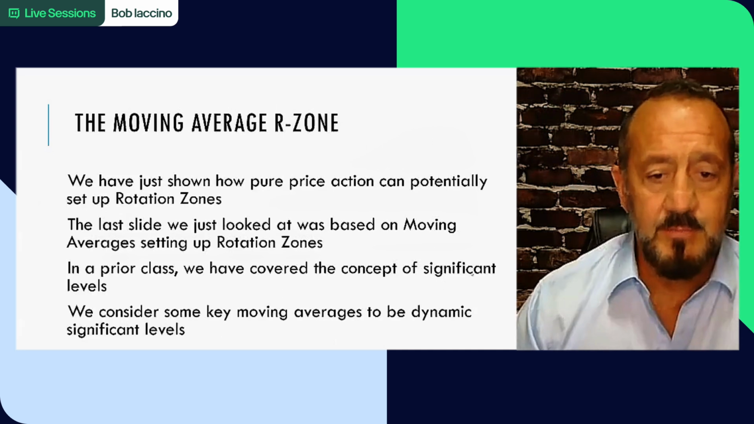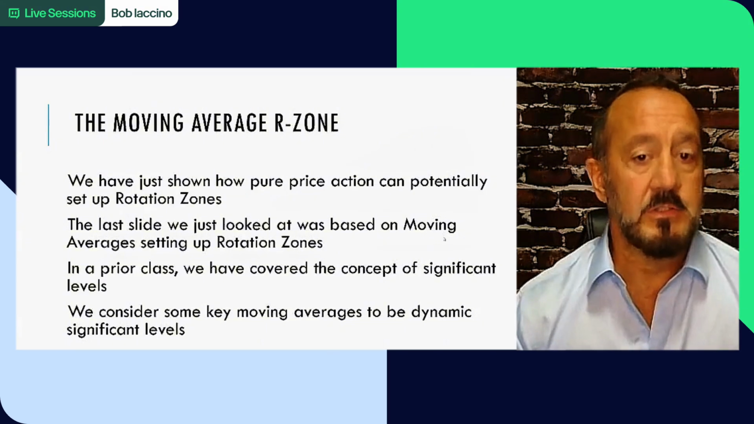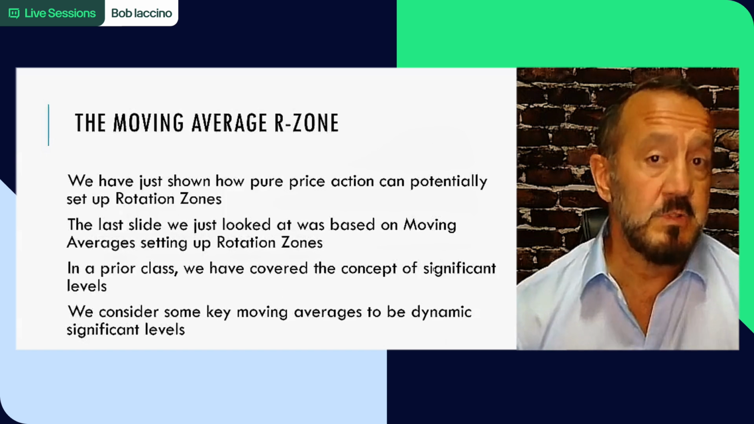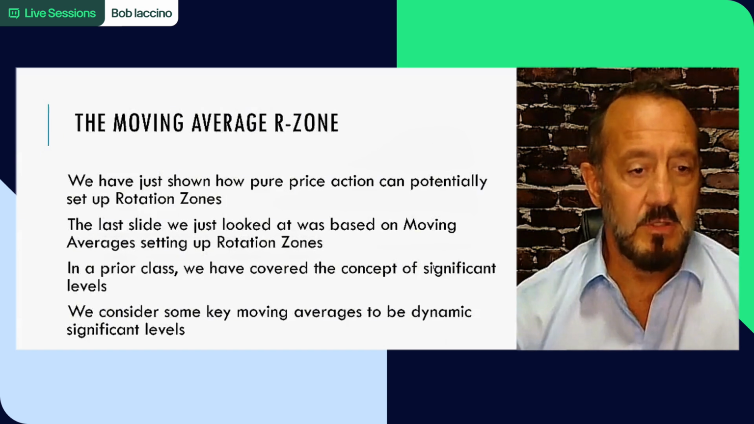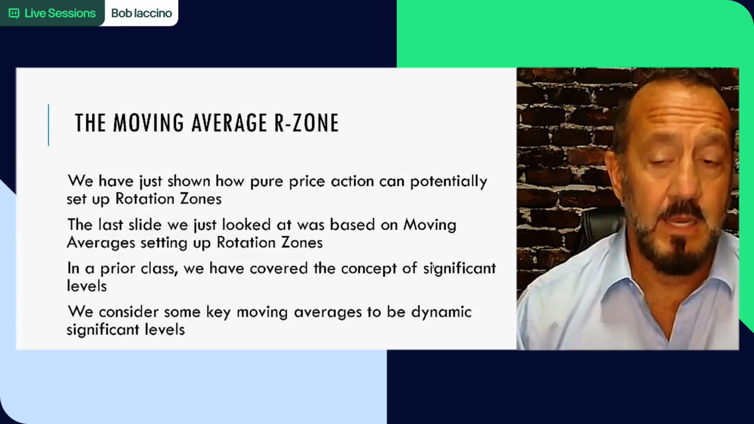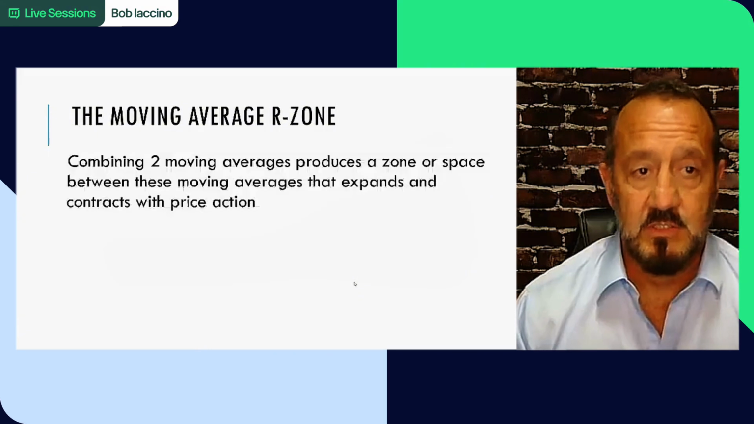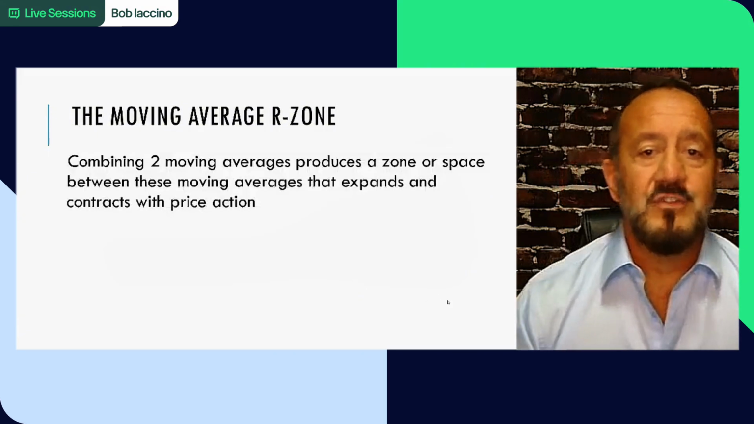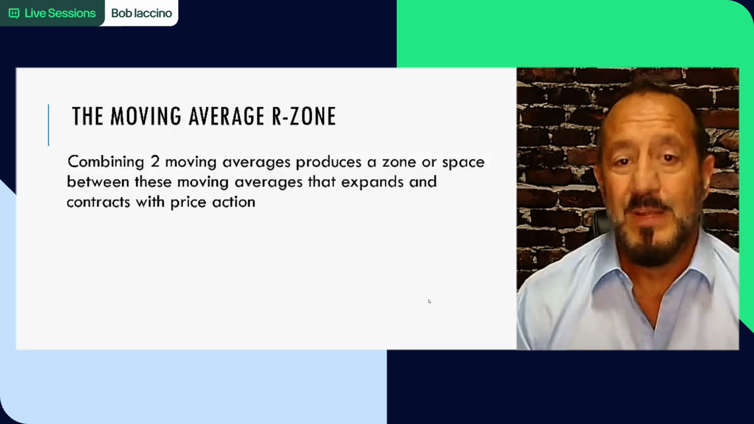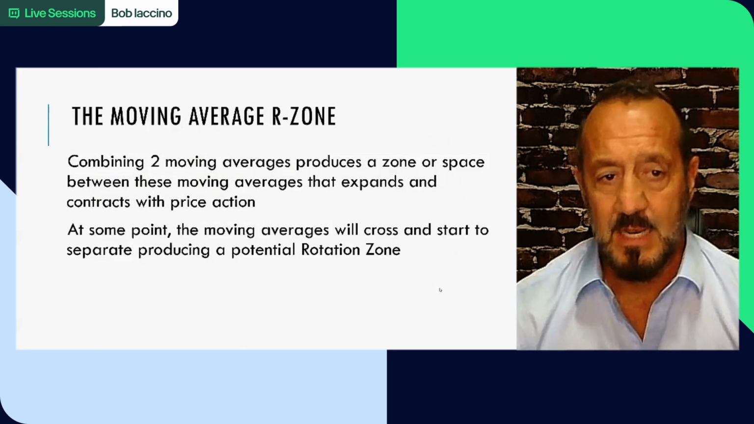We consider some key moving averages to be dynamic significant levels. Significant levels as a term, the way Mike Arnold and I use it, is a price level. It's what we call static, okay? Moving averages are dynamic significant levels. So we combine two moving averages to produce a zone or a space between these moving averages that expands and contracts with price action.